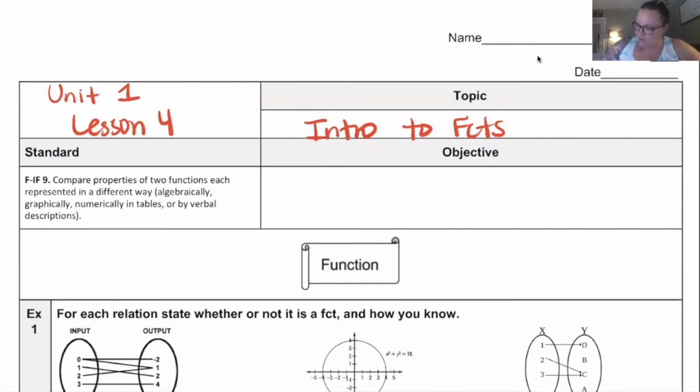This is just a friendly reminder. Make sure that your first and last name and the period and the date are at the top right-hand corner of your notes, and make sure that you're writing down everything that I'm writing down, all the examples, and showing all of your work as we go.